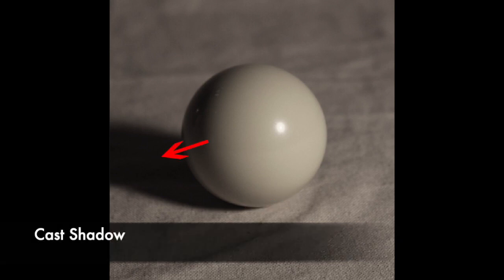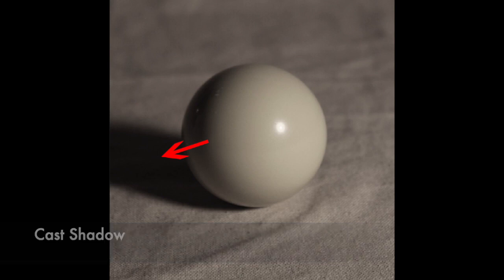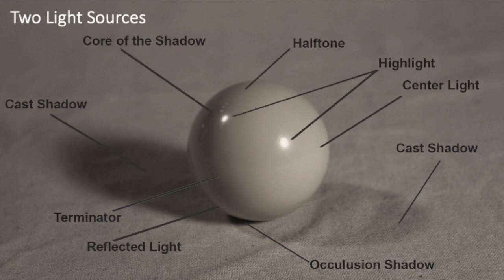Finally, we have cast shadow. The shadow is caused by the object blocking the light. Cast shadows follow the shape of the object and fade further from the occlusion shadow. Their length depends on where the source light is situated. Multiple projections will be cast if there's more than one light source.